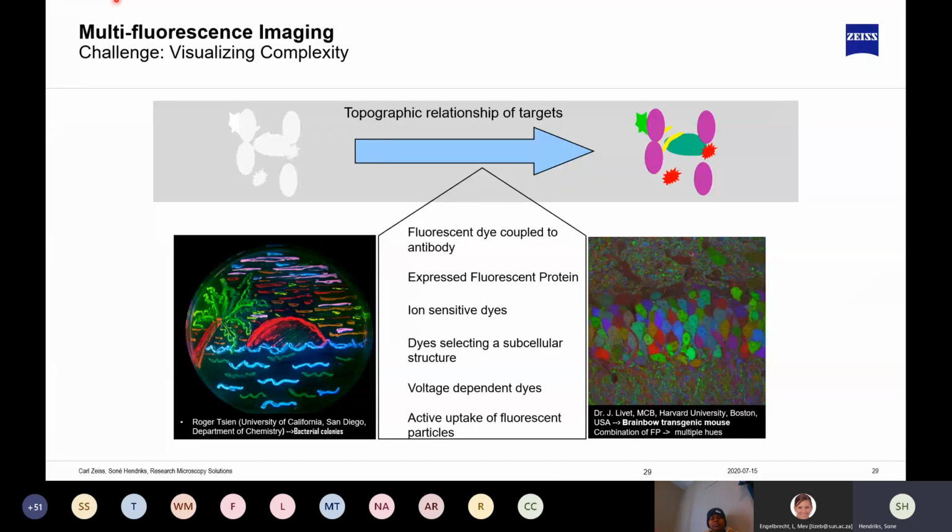And these are just some examples. On the left-hand side, a bacterial colony made into this beautiful sunset by expressing different fluorescent proteins. I just like this because it's quite playful and it shows how much fun fluorescence microscopy can be. And on the right-hand side you have a Brainbow, which is a transgenic mouse expressing a combination of different fluorescent proteins.